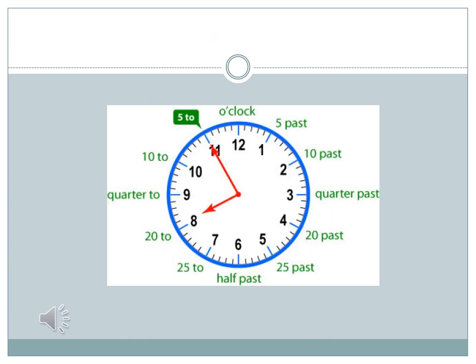I just want to quickly recap about time. So the clock on the screen shows 5 to 8, and that's because the big hand, the minute hand, is pointing to 5 to the 11, which is 5 minutes till the 12, which is 5 minutes to the hour. The small hand, which is the hour hand, is pointing to the 8. It hasn't got to the 8 yet, so it's 5 to 8.